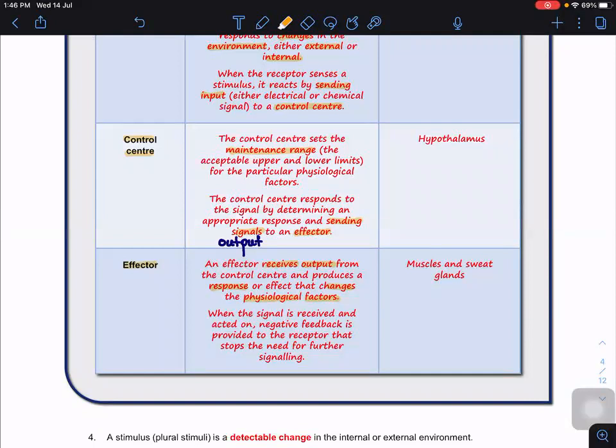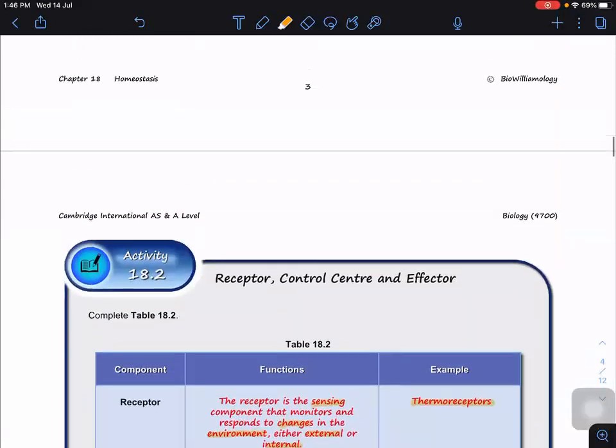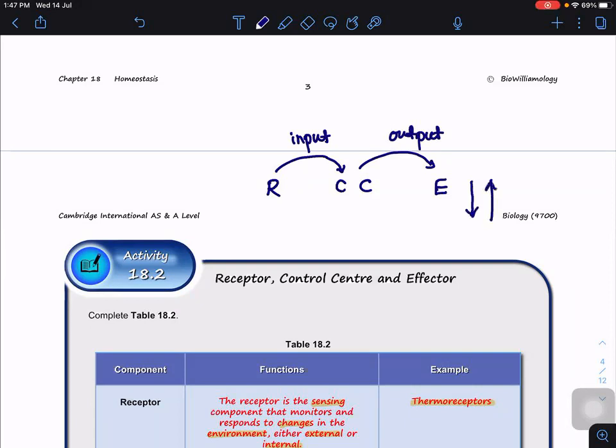So when a signal is received and acted on, negative feedback is provided to the receptor that stops the need for further signaling. So always remember, the negative feedback mechanism involves the receptor, control center, and also the effector. The receptor sends the input to the control center. The control center sends an output to the effector. So the effector will either increase or decrease the parameter. The increase or decrease of the parameter will be detected by the receptor again. So it forms a loop. Can you see that? It forms a loop here.